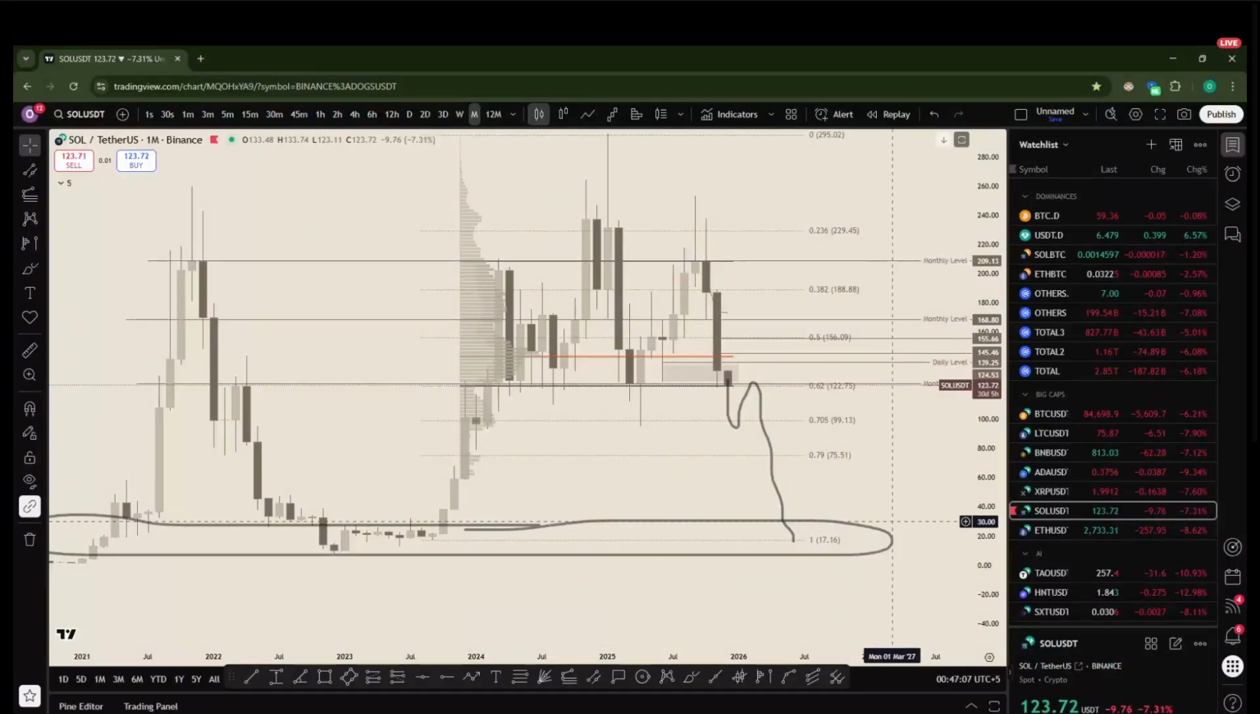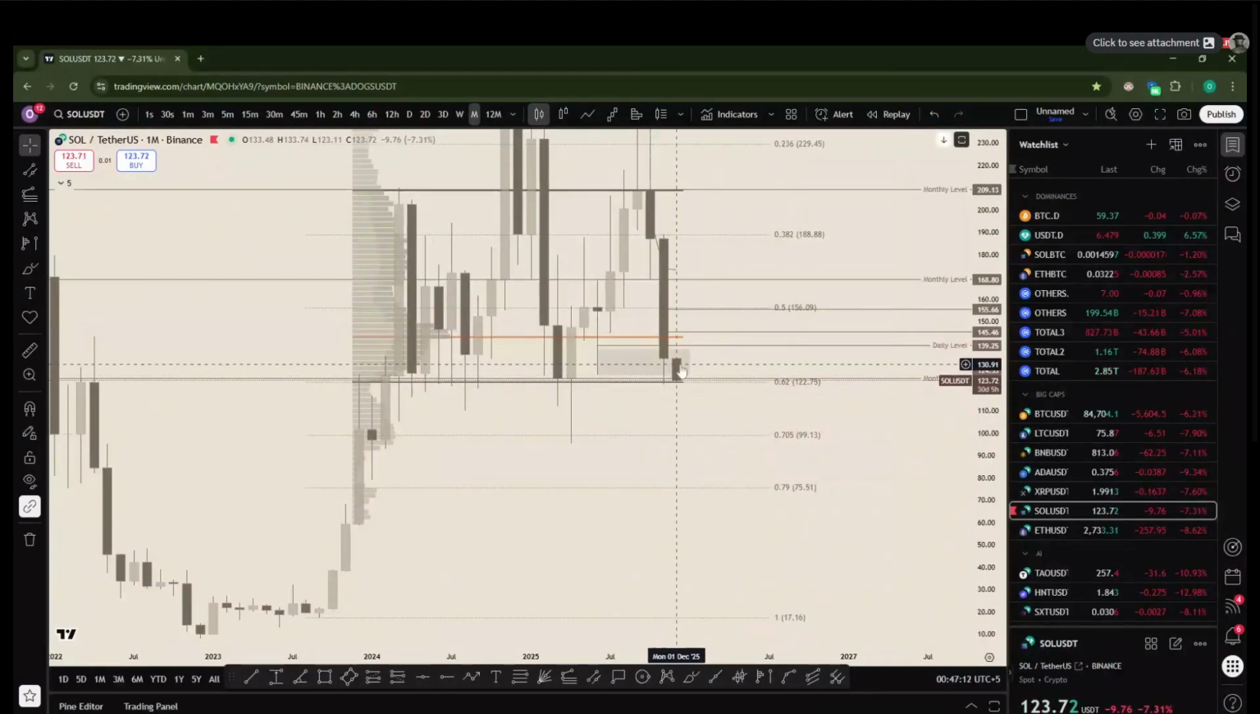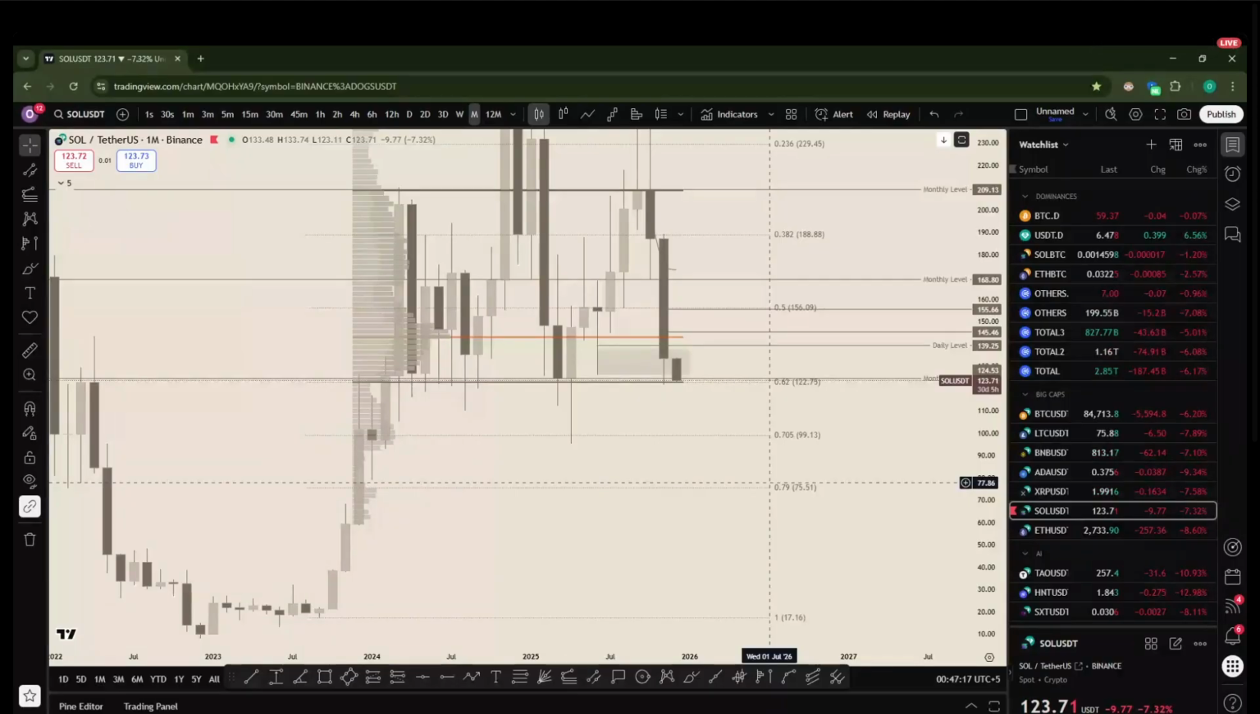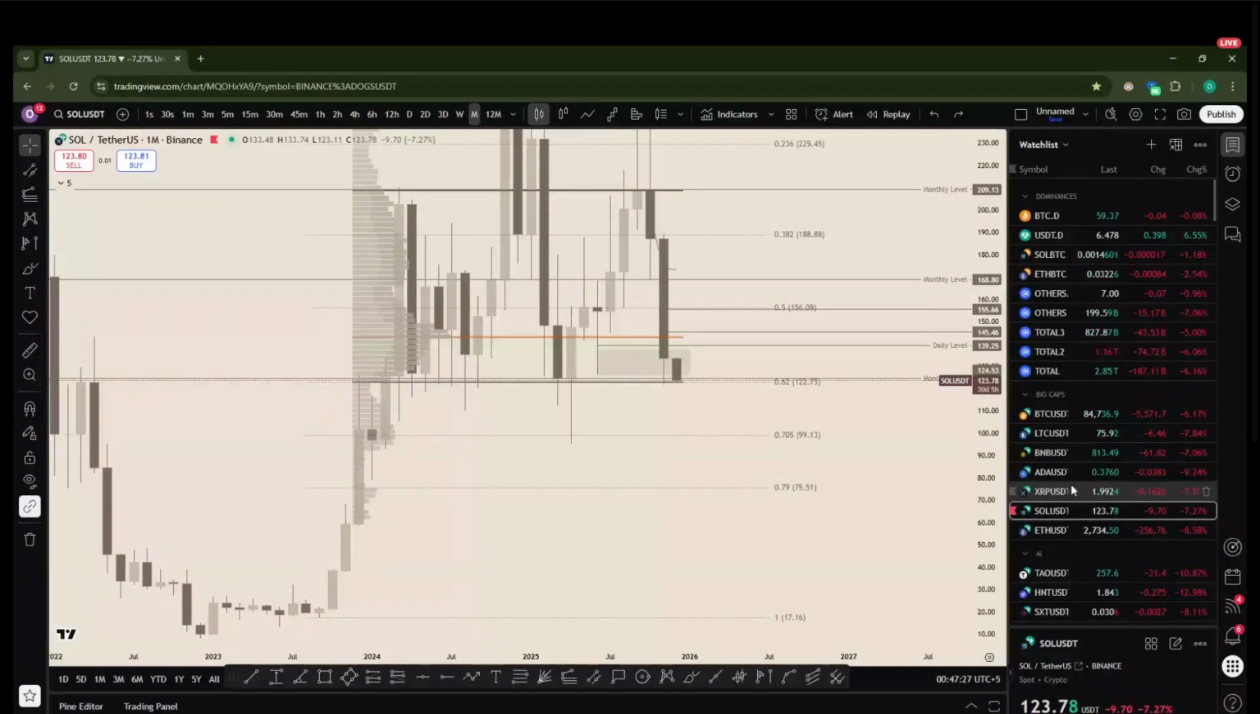So yeah, I'm extremely bearish on the Solana. I don't think anyone would be bullish on this, considering that this is the last support and this is extreme selling pressure happening, and we are not even seeing a bounce on it. If we do a monthly closing below this 0.62 and monthly value area low, then we are cooked. That's what I'm trying to say.